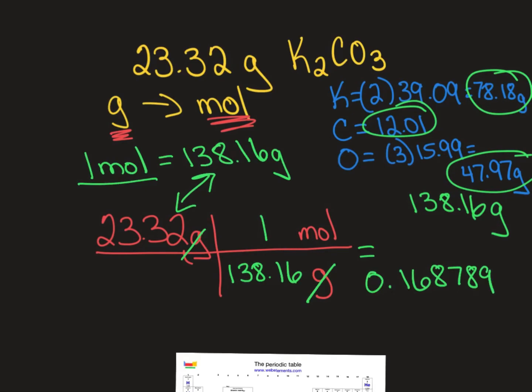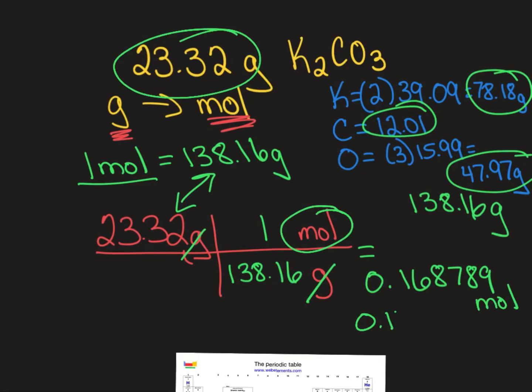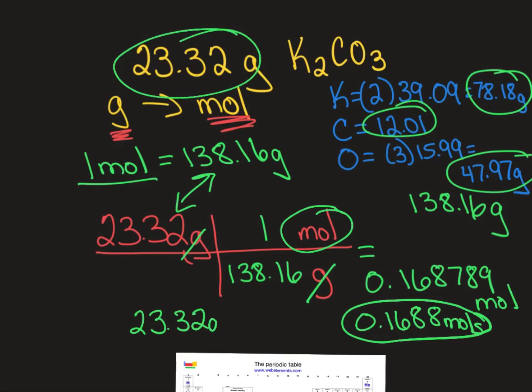All right, so we need to look at what unit we're going to end up with, and the unit we're in is mole. So let's see how many figures we can keep. We have 4 significant figures in our number, 23.32. So I'm going to keep 4 significant figures. So that's 0.168. The next number is 7 with an 8 next to it, so I'll round it up to 8 moles. So we just converted from grams to moles. What we're saying is, if I had 23.32 grams of potassium carbonate, it would equal 0.1688 moles.